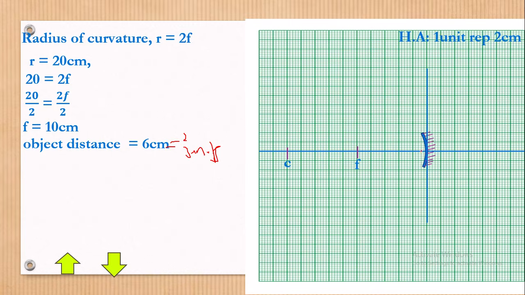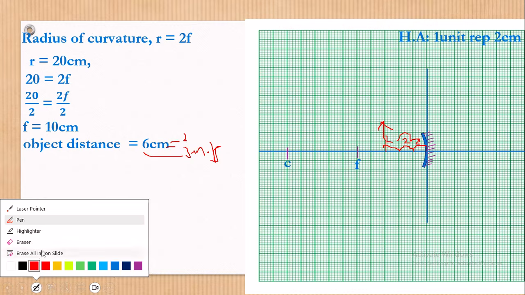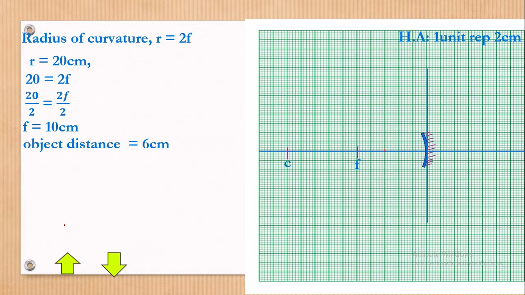Because remember, from here we have 1, 2, 3. But each is 2, 2, and 2. If you add it, it will be 2 plus 2, 4, plus this, 6. So the object must be right on this line here. That's where our 6 centimeters will fit. Please, a graphical method of ray diagrams is done according to scale, not just placing anywhere. I'm placing it at 6 centimeters because that's the object distance as explained earlier.